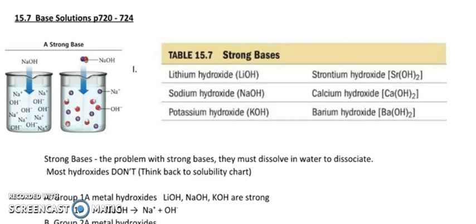This is 15.7. This is all about bases. This is just like what we've been doing with your acids, where we talk about strong and weak acids, and the Kas, or in this case the Kbs. If you understood really how to set up the problems for your acids, you got this one down.